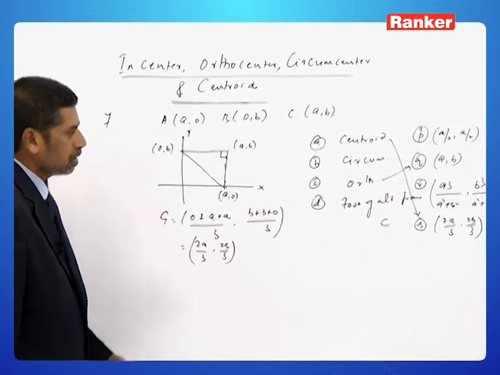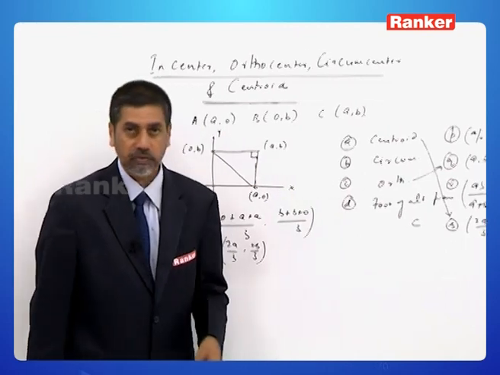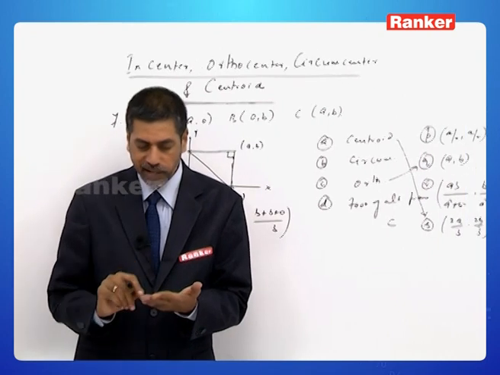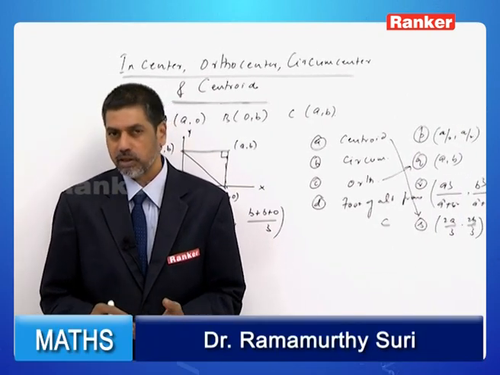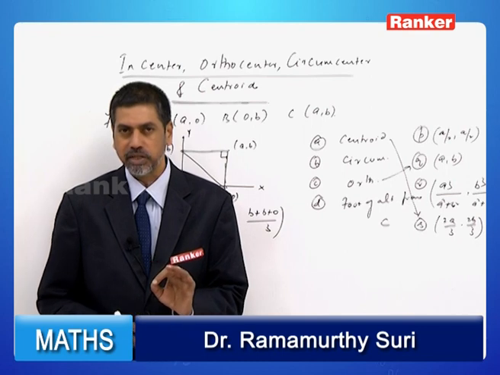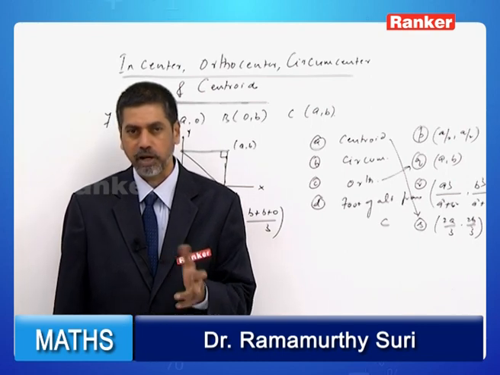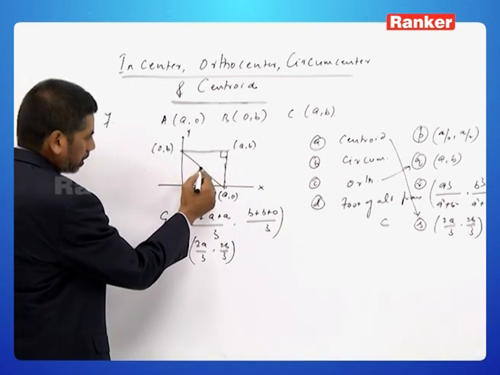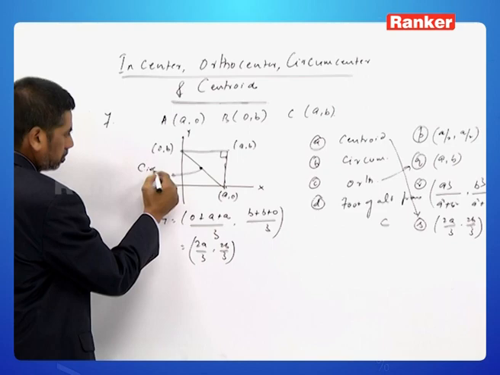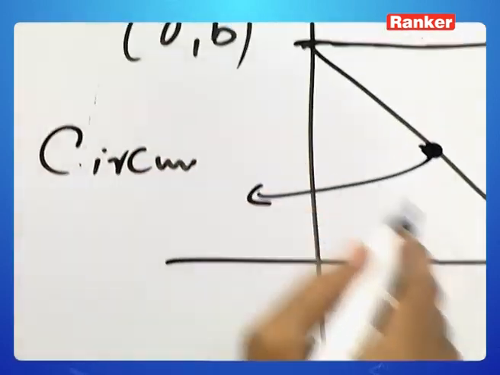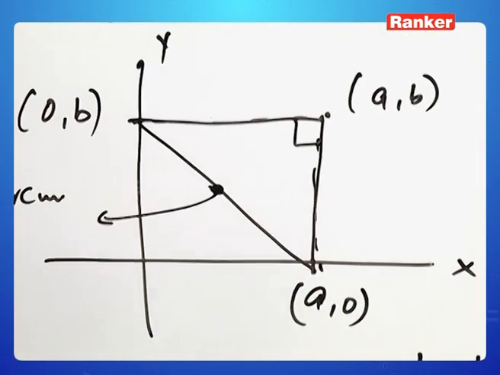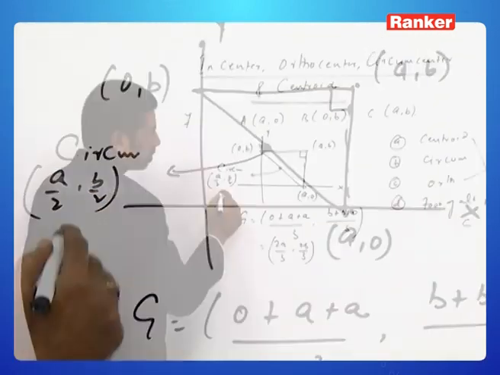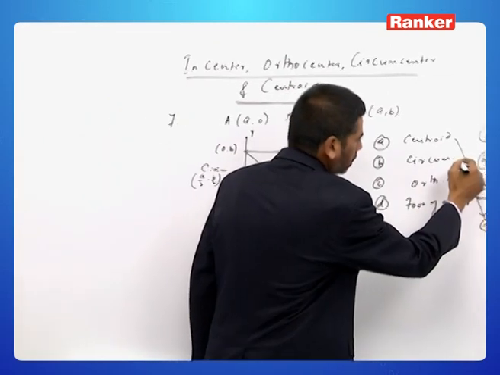Next, when it comes to circumcenter, now this is a very interesting thing which again students I think are familiar. For a right angle, several good things happen. In a right angle triangle, the circumcenter is nothing but the midpoint of the hypotenuse. Now, this is where the circumcenter is located. It is simply the midpoint of this line segment. So, therefore, it is A by 2, B by 2. So, the circumcenter is going there.